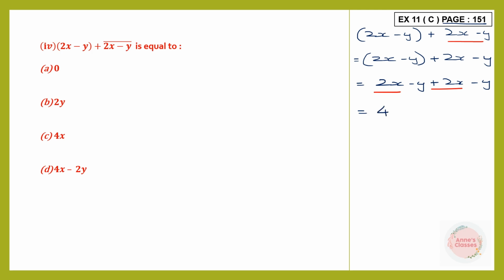Then let's take the y terms. Here we have minus y, that is minus 1y. And here also we have minus 1y. The signs are the same, so we put the same sign and we add. So we put the minus sign, 1 plus 1 is 2, 2y. So this is the answer, 4x minus 2y. And which option is that? Look at option D, it's 4x minus 2y. So this is our answer, answer D.